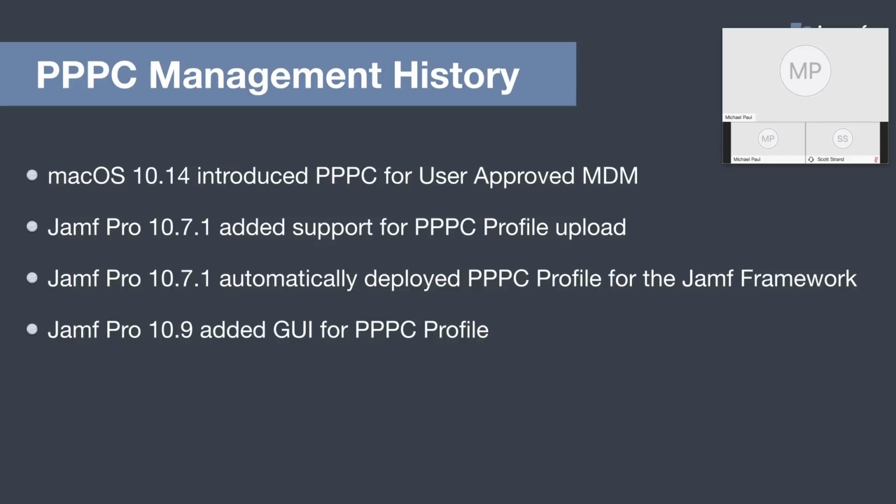At the same time, at the release of macOS Mojave 10.14, Jamf had a zero-day release of Jamf Pro 10.7.1 that added support for the PPPC profile upload. Also in 10.7.1, Jamf added an automatic deployment of a PPPC profile that whitelists the Jamf framework to work with all of our needed things that we touch on the system. In Jamf Pro 10.9, we added a GUI for you to actually make your PPPC profiles inside the Jamf Pro interface. So I was talking about how we added this automatic deployment of the PPPC profile in 10.7.1 to kind of show you what we do with it and how that works.